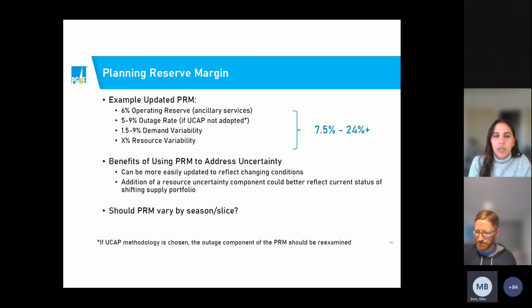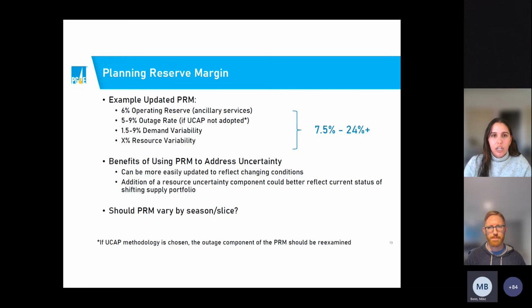Okay, so here we have just an example of how we may want to update the PRM, change the components, and then some potential additions or subtractions from the components. So what we have here is just examples of ranges that we've seen for each component. So we've kept the 6% operating reserve constant as that's a requirement. The outage rate, it's gone anywhere between 5 and 9%. We may be able to remove the outage rate if UCAP is adopted, but if UCAP is not adopted, this 5 to 9%. And then the demand variability component has ranged anywhere from 1.5 to 9%.